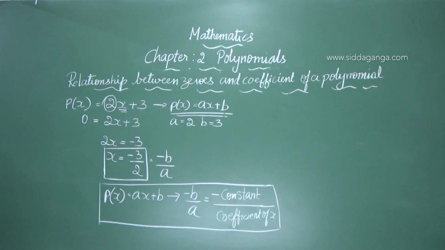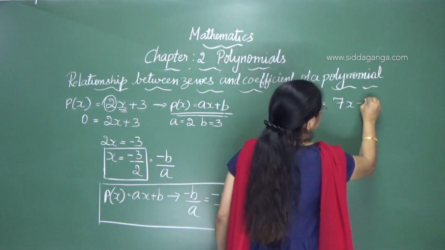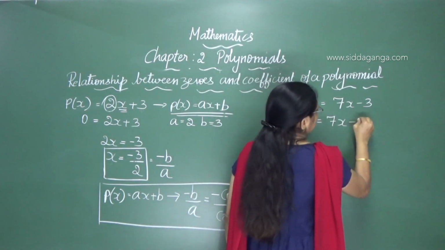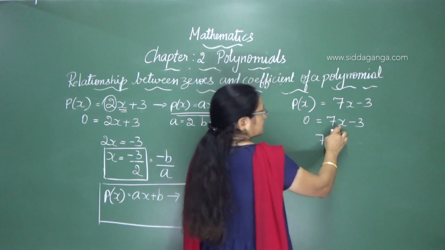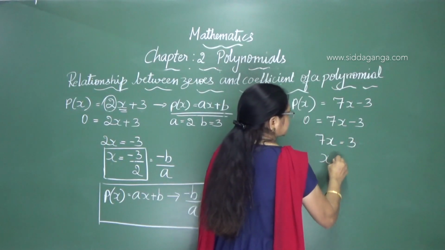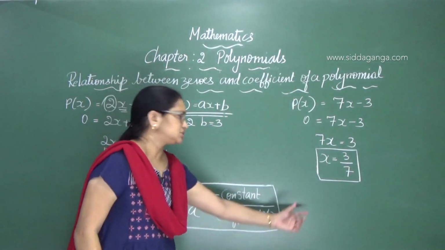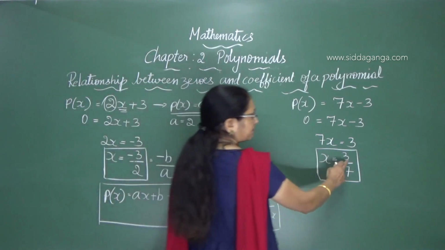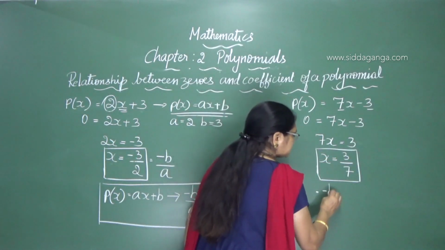So like this we can find the zeros of a polynomial. One more example I will give you: 7x minus 3. P of x is equal to 7x minus 3. Once again I put 0 here to get the zero of the polynomial, 7x minus 3 equals 0. Now 7x will be there only, then minus 3 you transpose to the other side, it becomes 3. So x is equal to 3 by 7. X is equal to 3 by 7 is the zero of the polynomial. Just now I told you it is nothing but minus b by a. Now just compare this with the coefficients here.